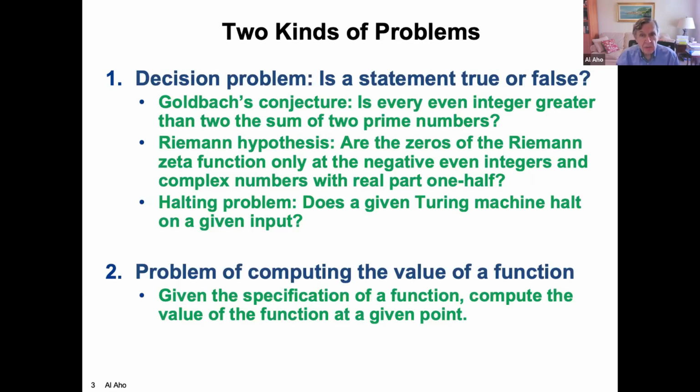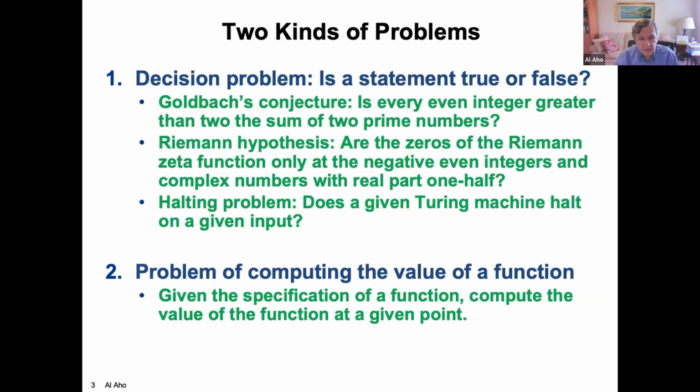A decision problem is a question that has an answer which is either true or false, or we hope that it has an answer that is true or false. Two of the most famous decision problems in mathematics are the Riemann hypothesis, which Walt talked about last time, and Goldbach's conjecture. Is every even integer greater than 2 the sum of two prime numbers? And I'll talk about this in a little more detail shortly.